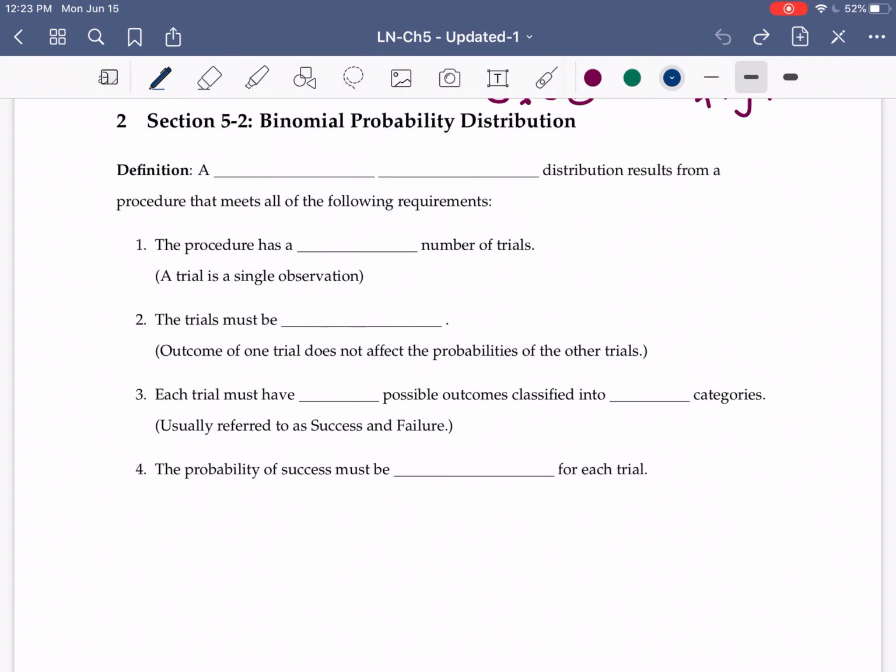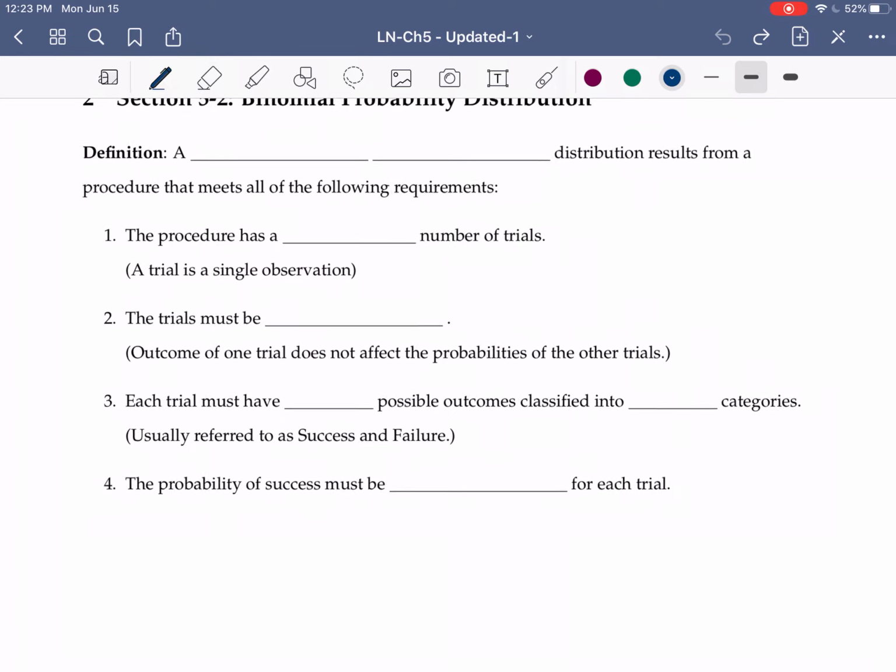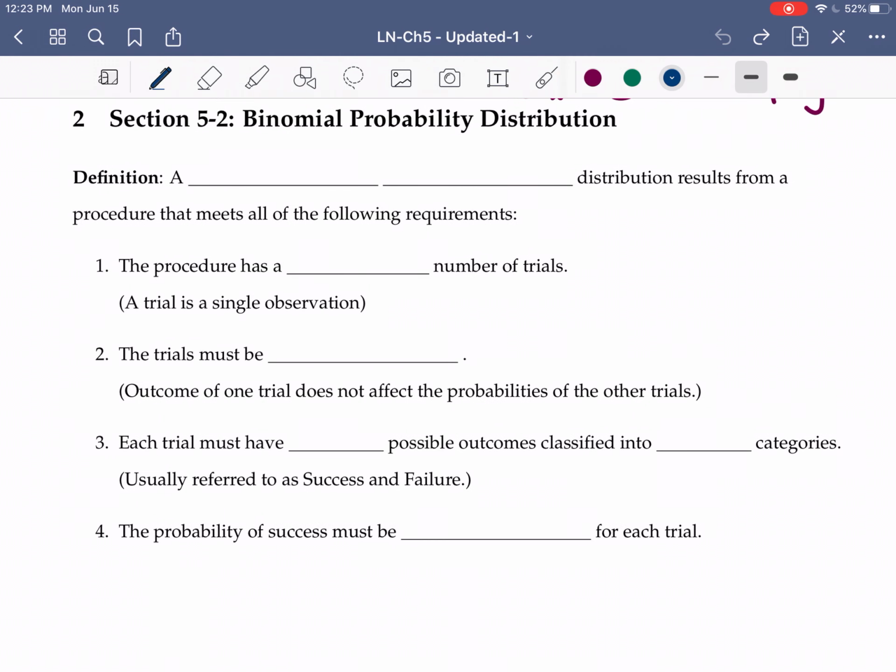In this video, we're going to take a look at a binomial probability distribution. So let's first start off by describing what a binomial probability distribution is. It's a distribution that shows up pretty frequently in the real world. A binomial probability distribution satisfies 4 different requirements.